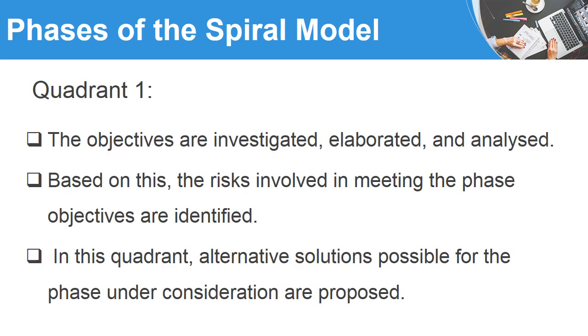In quadrant 1, objectives are investigated, elaborated, and analyzed. Based on this, the risks involved in meeting the phase objectives are identified. In this quadrant, alternative solutions possible for the phase under consideration are proposed.